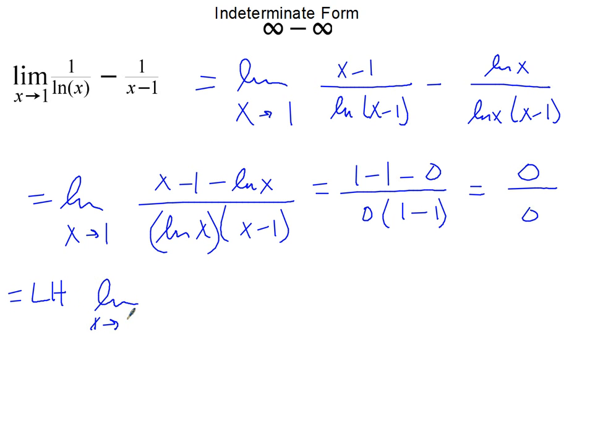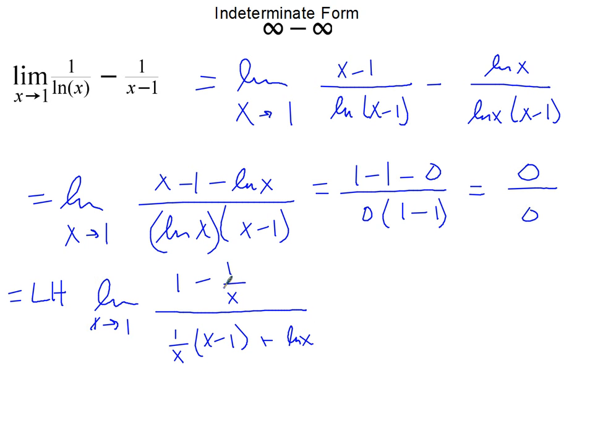Using L'Hopital's rule, we get the limit as x approaches 1 of the derivative of x, which is 1, minus 1, whose derivative is 0, and minus ln x becomes minus 1 over x. And in the denominator, we have the natural log of x times x minus 1, so we'll have to use the product rule. The derivative of natural log of x is 1 over x times x minus 1, plus ln x times the derivative of x minus 1, which is just 1.